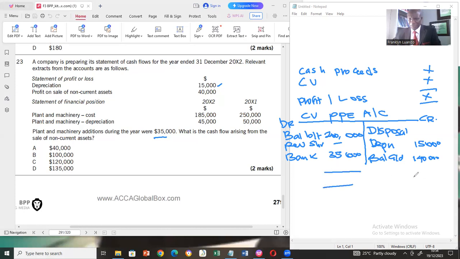Therefore, we have the total here is 235. And then here we have 165 from 235. That will give us 80,000. The 80,000 is the carrying value of the asset that has been sold.